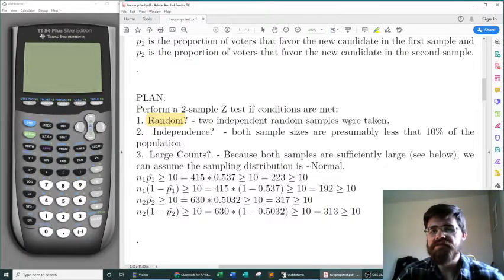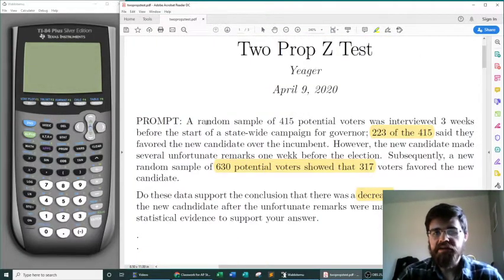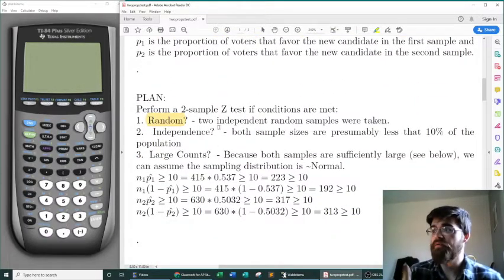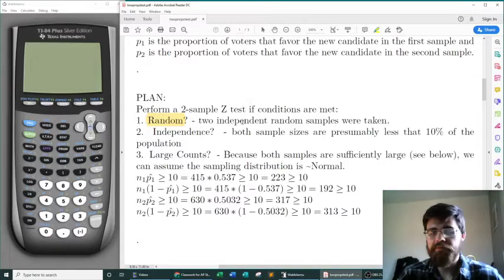Just 2 random samples were taken. In the prompt, they tell us a random sample, a random sample. So we're good. Notice I am checking for both samples. You do have to check both.